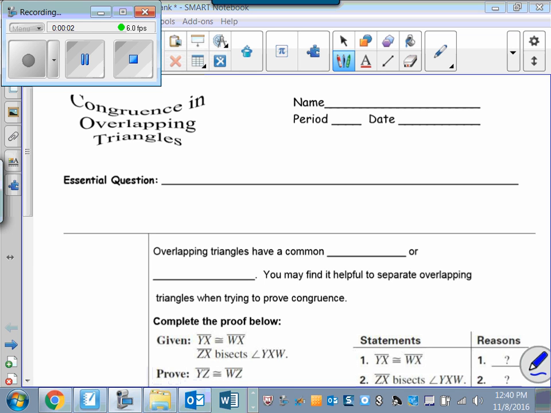Today's lesson is on congruence in overlapping triangles. There's really no new information here. As a matter of fact, in the last lesson, and maybe even the previous one, we did some proof with overlapping triangles. So this is really just more proof practice. So I'll probably do a couple with you and then save the others for you to practice and then check in class.